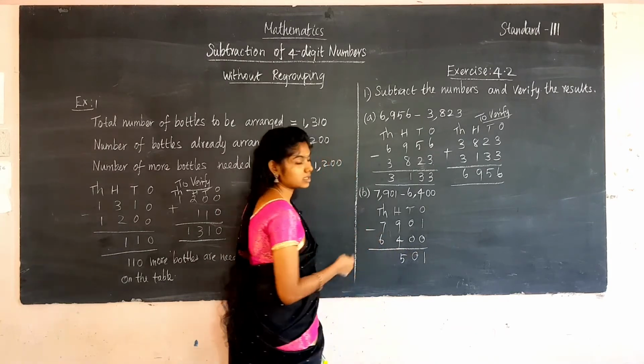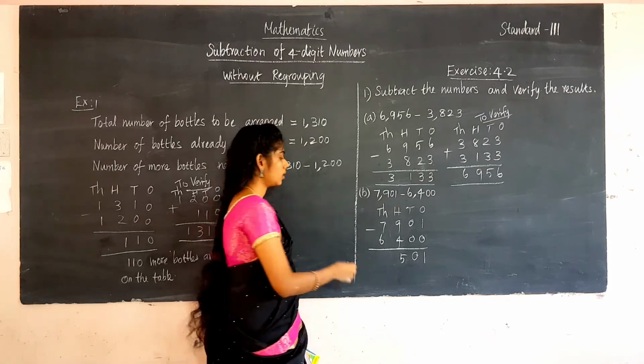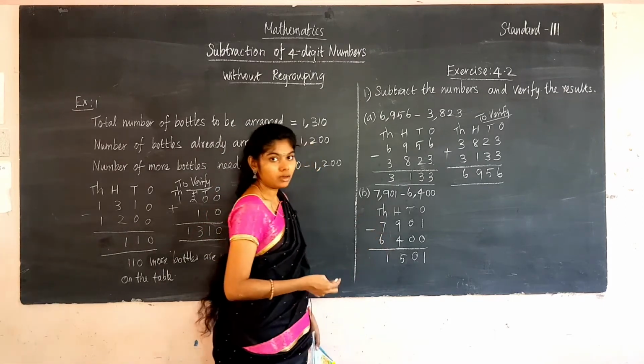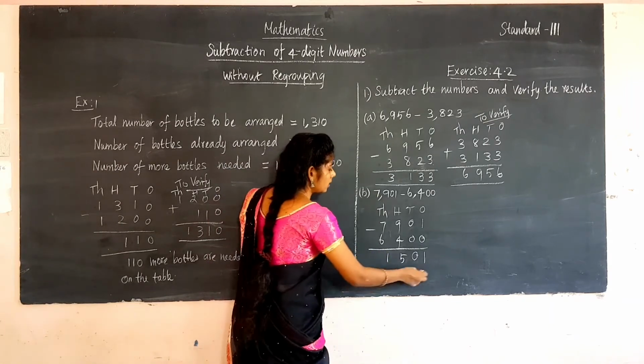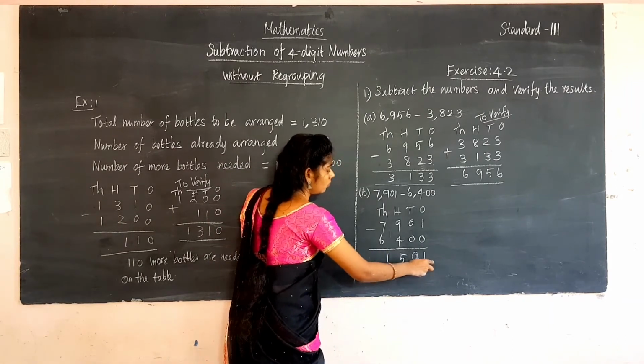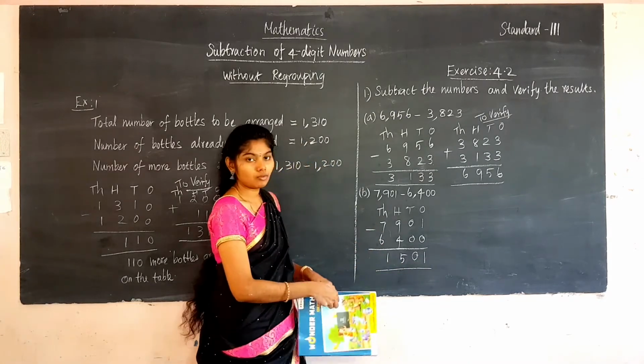And 7 minus 6, mentally you can subtract the number. 7 minus 6 is 1. So count before the number 7. Before the number 7 is 6. So fold the fingers, 6 fingers. So you will get the answer is 1501. By subtracting these numbers, we have got the answer as 1501.